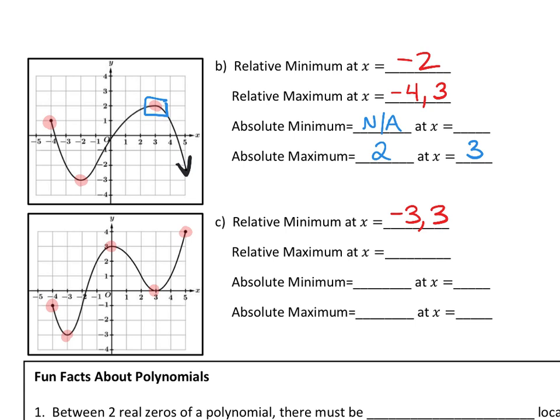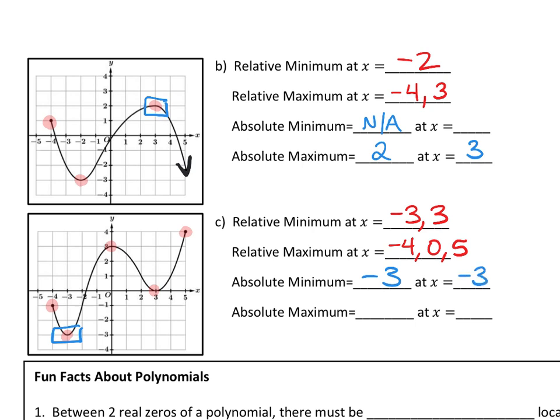There are 3 relative maximums. What are they? -4, 0, and 5. All of those are highest points locally compared to the stuff around it. This one also has both an absolute minimum and an absolute maximum. So we want to know the highest it goes and the lowest it goes. So I notice that this is the lowest point that it goes. How low does it go? At what x value? -3.